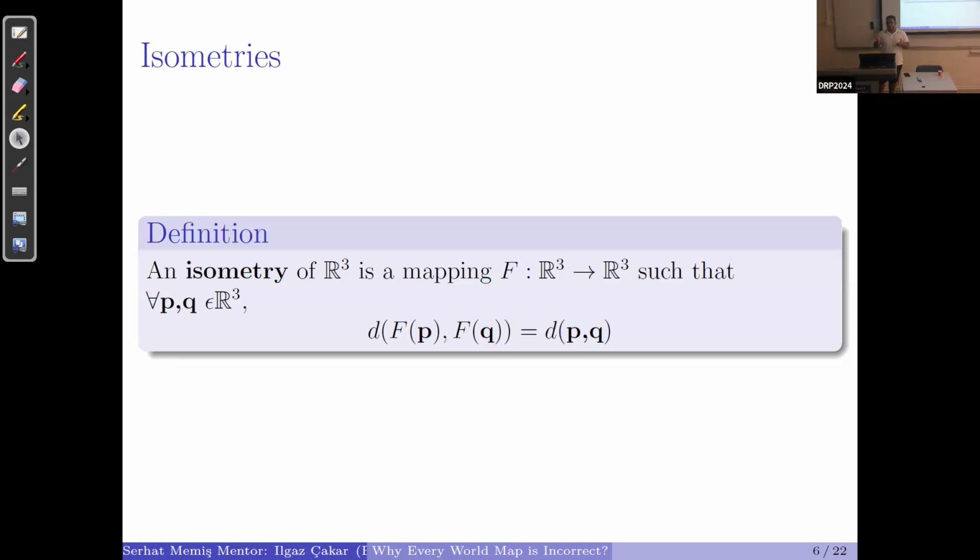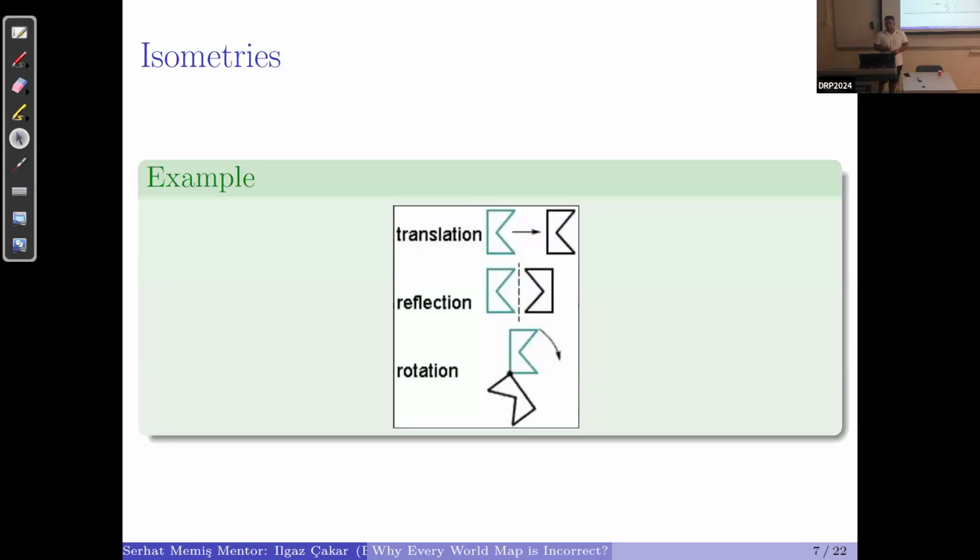So isometries are length-preserving functions. After the definition, we can look at the fundamental examples of isometries. The fundamental examples of isometries are translations, reflections, and rotations.